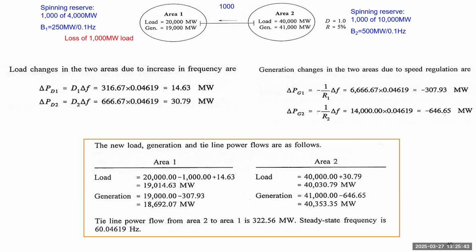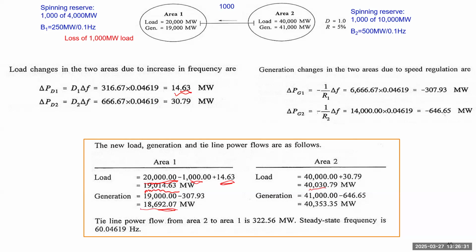Yes. Okay. So in area 1, originally we have 20,000, and after subtracting the 1,000 loss, there's also a positive number which comes from here. That is the load increase due to the increase of frequency. The new load in area 1 will be slightly lower than the original value, because you first lose 1,000 megawatt, but also increase a little bit of frequency dependent load due to the increase of frequency. The generation is decreased.